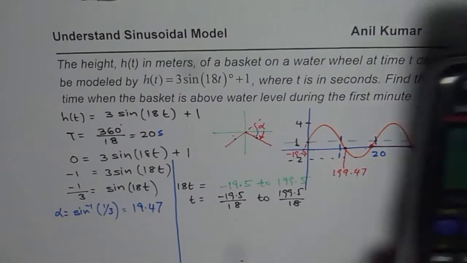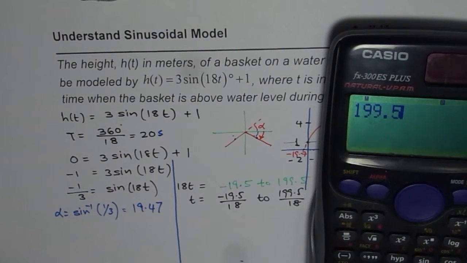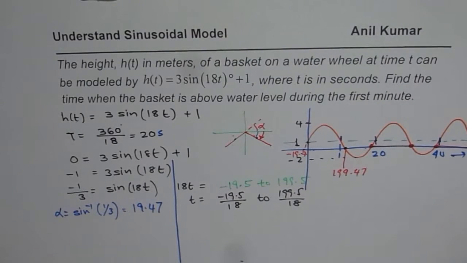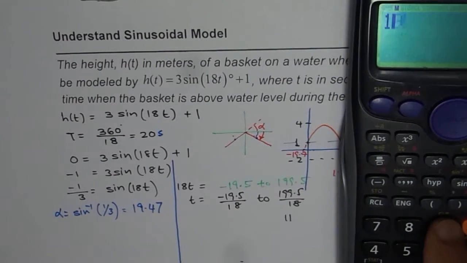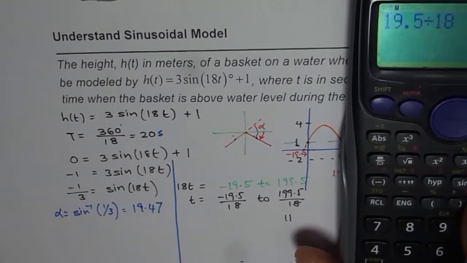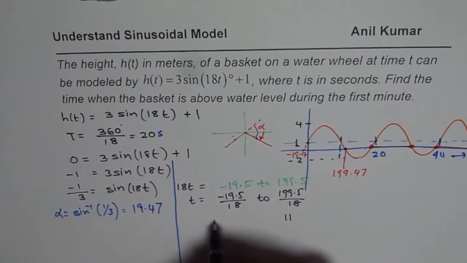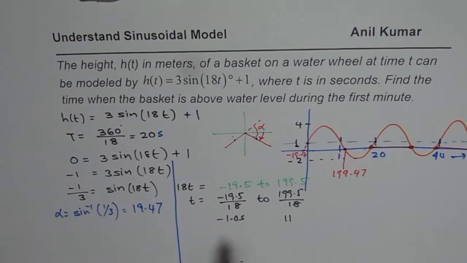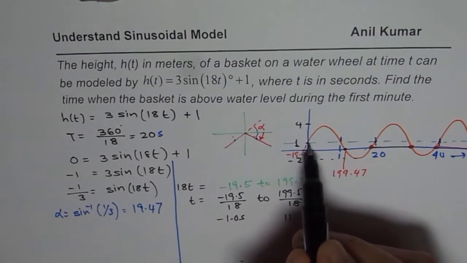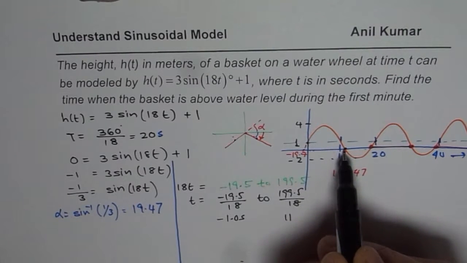So let us do this. We have 199.5 divided by 18, which is approximately 11. Let's say 11, right? And here we'll put 19.5 divided by 18, which is minus 1.08. Let us round it to minus 1 second. So from minus 1 second to 11 seconds, for the first time it is above the water, right?